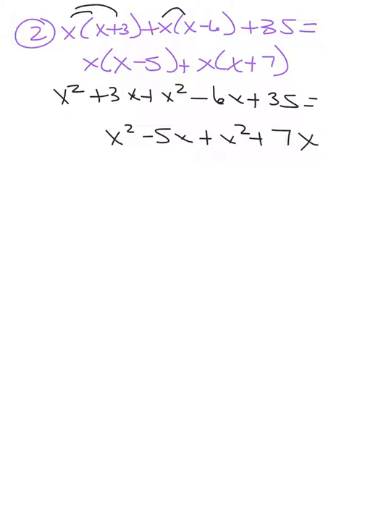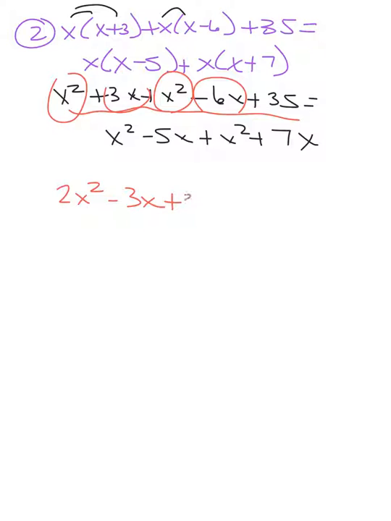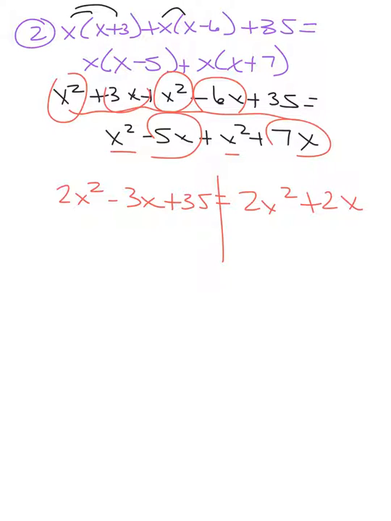There are a lot of terms here, so I have to be careful when I'm combining them. So first I'm going to look at the left hand side right here. So I have x squared plus x squared gives me 2x squared. And then I have x to the 1st. I have 3x minus 6x gives me negative 3x, and my constant is 35. Let's look at the other side. I have x to the 2nd plus x to the 2nd, which gives me 2x to the 2nd, and then I have negative 5x and positive 7x, which gives me positive 2x. There's my wall.